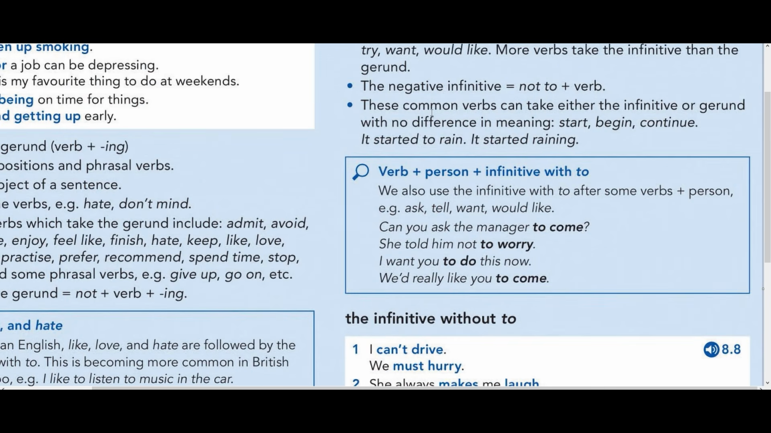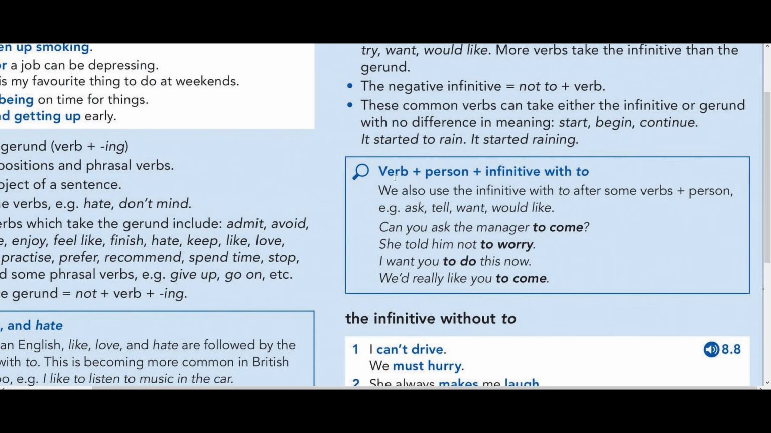Так, есть еще некоторые глаголы: start, begin, continue. Они что-то вроде тех, которые мы рассматривали. Здесь можно ставить и инфинитив, и герундий, значение не меняется. Пожалуйста, хотите — можно start to rain, start raining, begin to drink coffee, begin drinking coffee и так далее. Здесь без разницы.